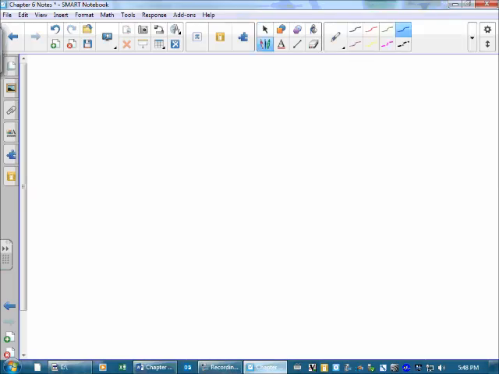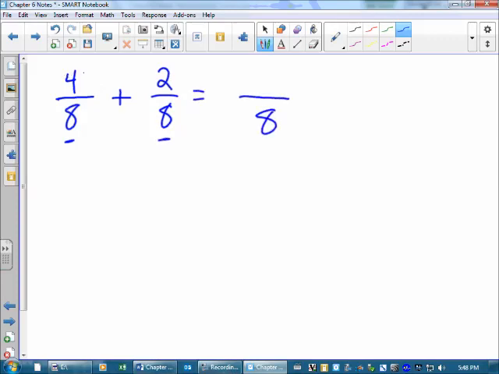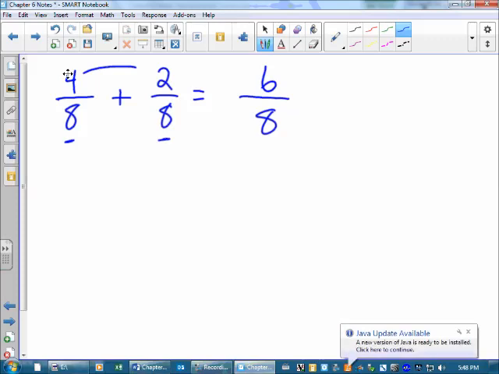All right. So let's go 4 eighths plus 2 eighths. Our denominators, 8 and 8, are the same. So in your answer, the denominator is the same. Then you add these two numerators and you get 6 over 8. That's it. That's all there is to it.